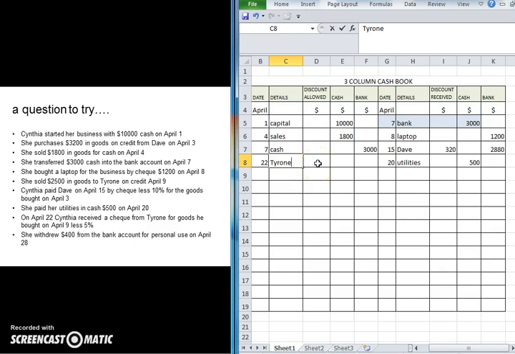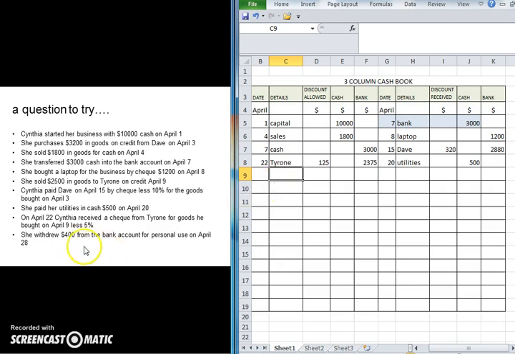Now Tyrone is the $2,500 in goods. 5% of that is $125. So that means that the check that she receives from Tyrone will be $2,375. And then the last one there, she withdrew $400 from the bank for personal use.